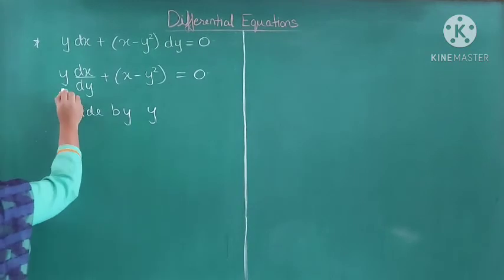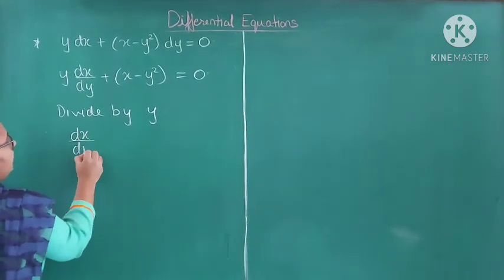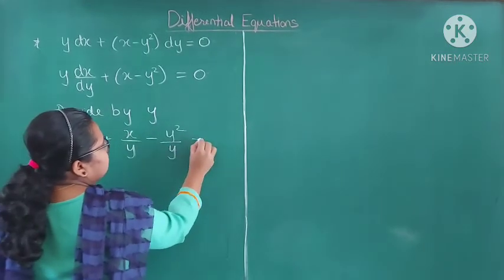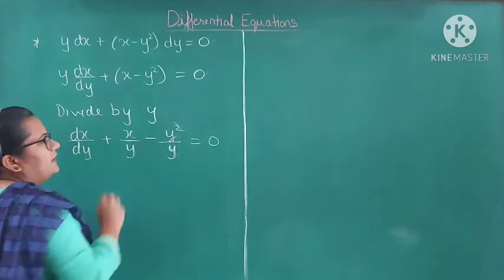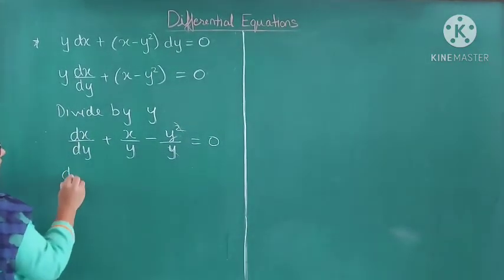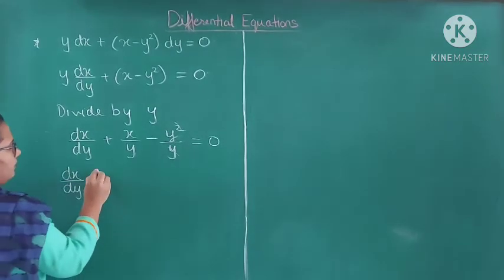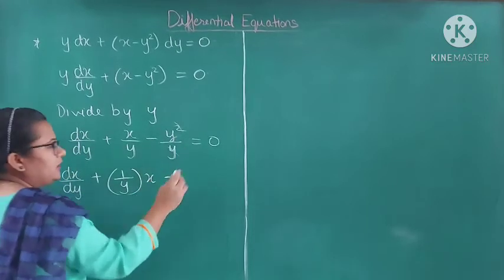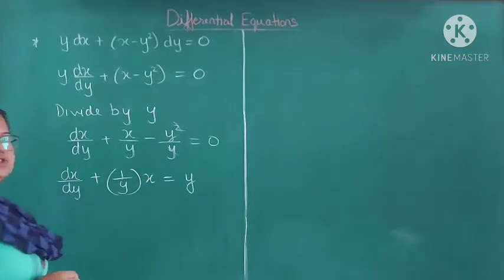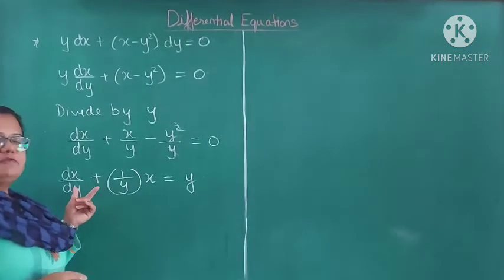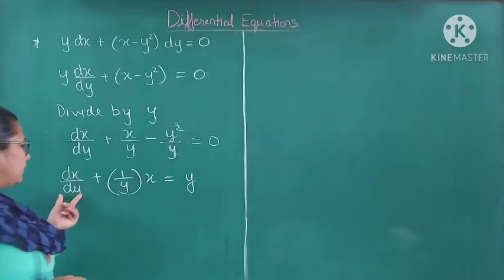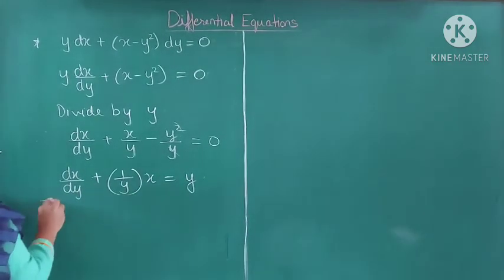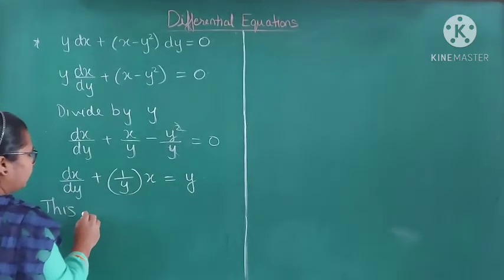So what you get here? This y gets cancelled. So dx upon dy plus x upon y minus y square upon y is equal to 0. So here one y gets cancelled. So what you remain with? Dx upon dy plus 1 upon y, x you can write it this way, and this minus y remaining you can take on the other side. So this becomes your linear differential equation. So we have brought the equation to the form of dx upon dy plus p into x equal to q. So here you can see the functions of p and q are in form of y.